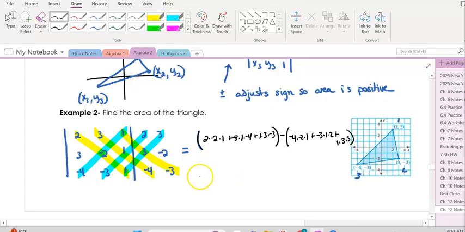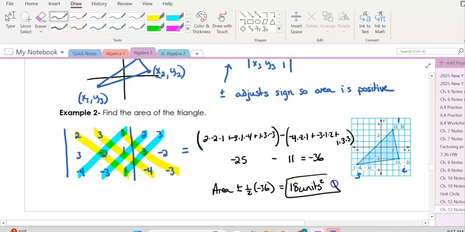All right, so I went ahead and just did that in a calculator. I ended up with negative 25 and then minus 11. So that's negative 36. So the area is plus or minus 1/2 negative 36. So if I do half of 36, I get 18, and I always choose the positive version. So it's 18 square units or units squared. So that's what the plus and minus does. You should always, always, always have a positive area.